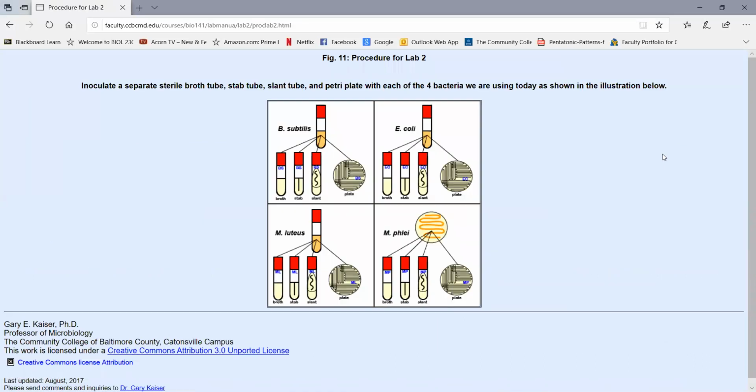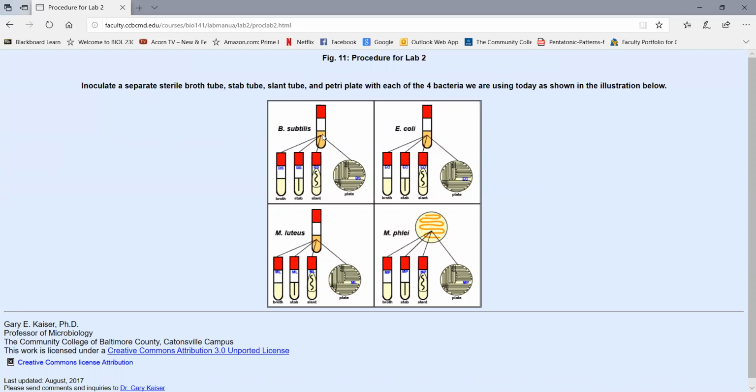So we'll have this diagram up for you to look at today, but that shows you the inoculations you're doing per pair. So the way you might want to look at that is one of you will do all the inoculations for Bacillus subtilis and all the inoculations for Micrococcus luteus, while your partner will use the other 2 bacteria and do all the inoculations for E. coli and all the inoculations for Mycobacterium phlei.